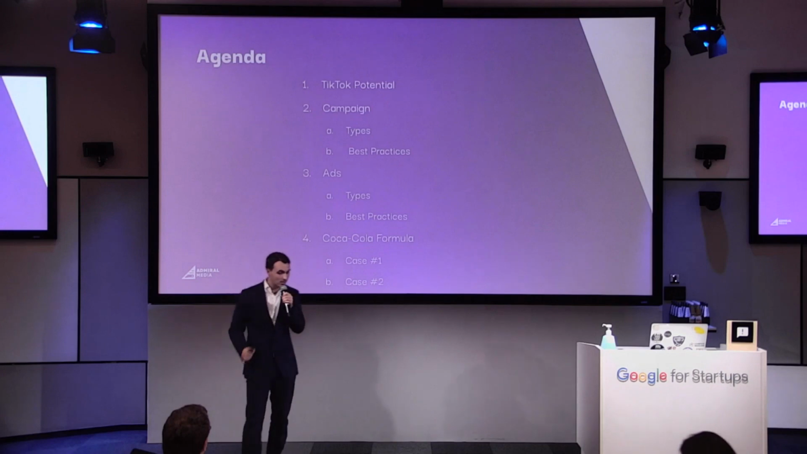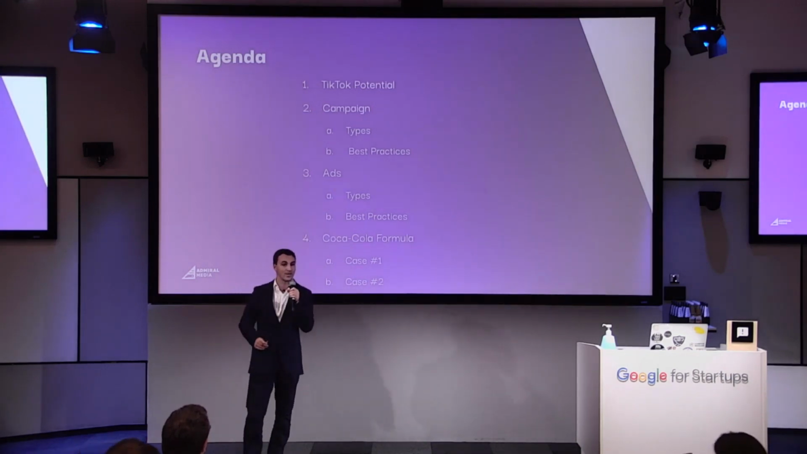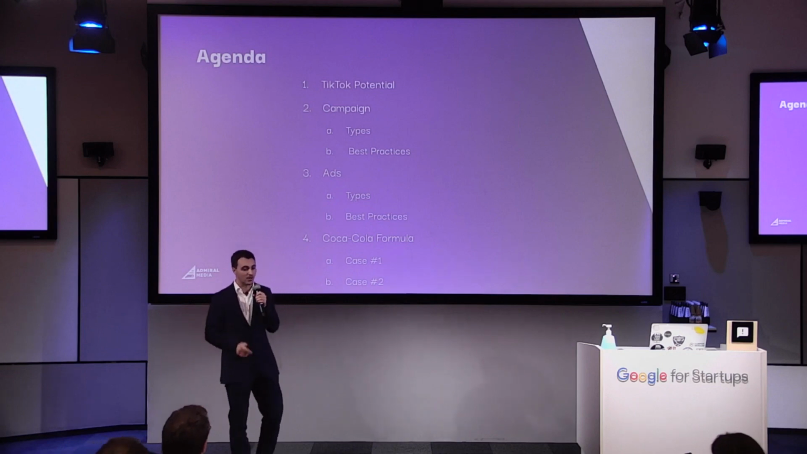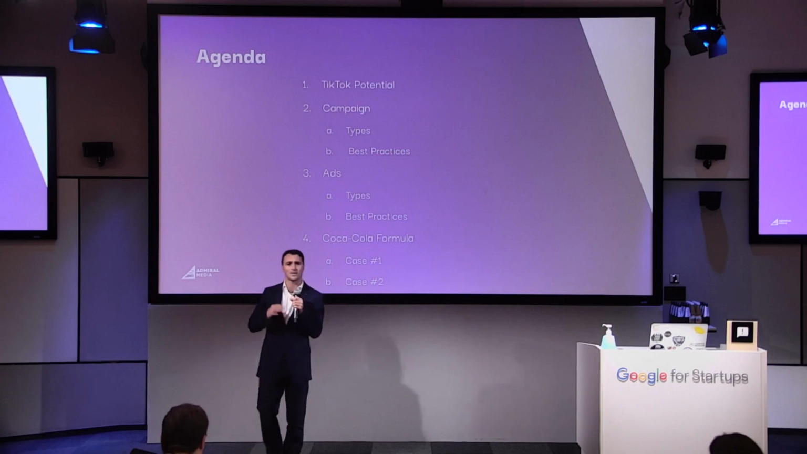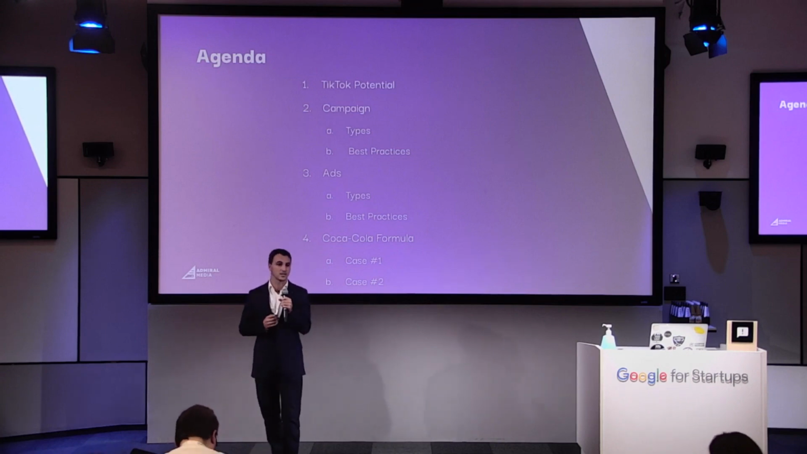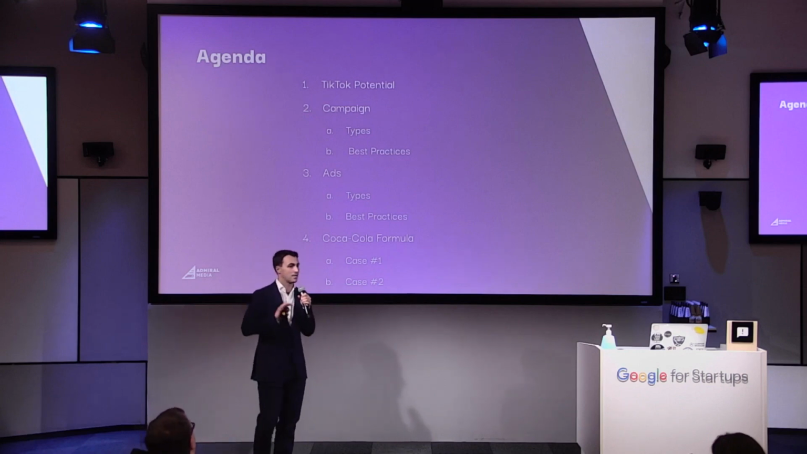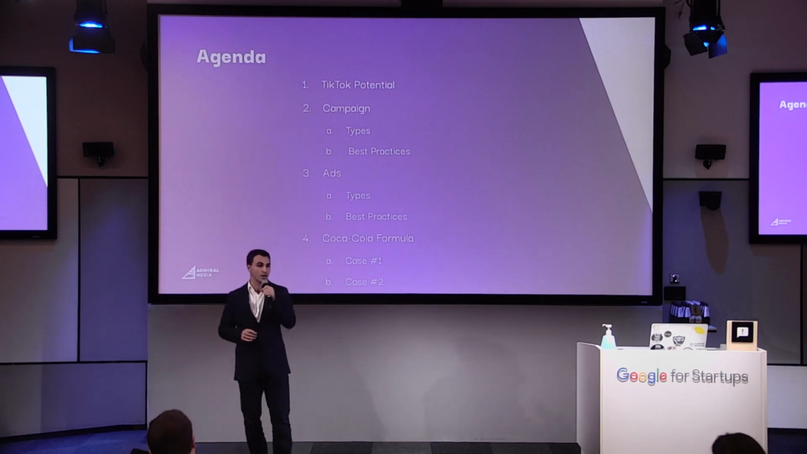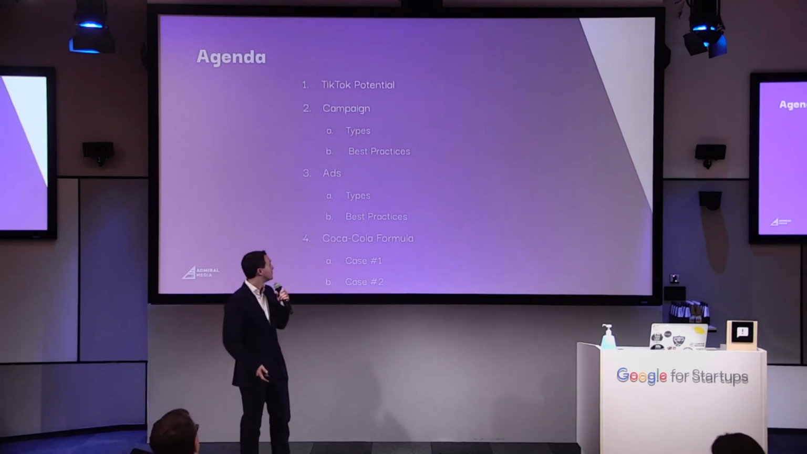So yeah, the agenda. We'll start talking about the TikTok potential that you have already seen, that there's a lot of people already that have the app on their phone. Then we'll talk about the campaigns, what type of campaigns there are, and some best practices that TikTok and ourselves from our agency recommend. Then we'll focus on ads, and finally the Coca-Cola formula that we have developed in our agency to get the best performance and boost performance on TikTok.